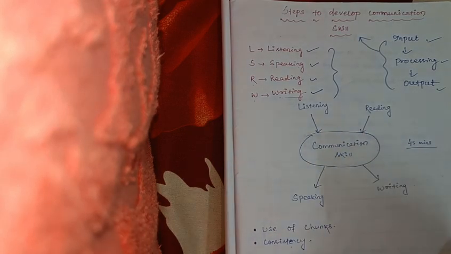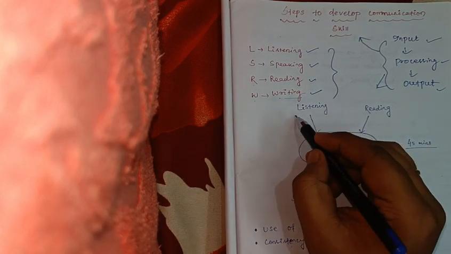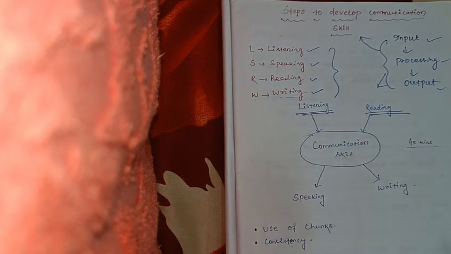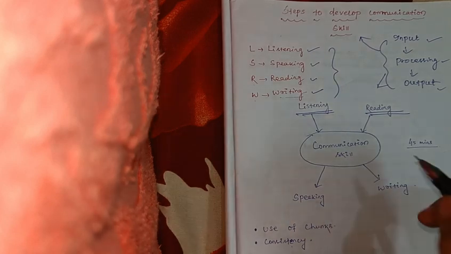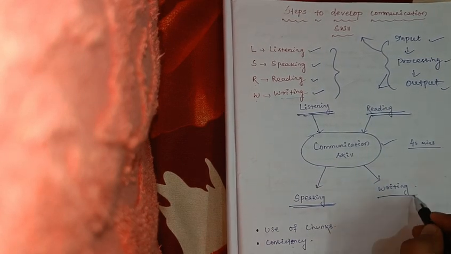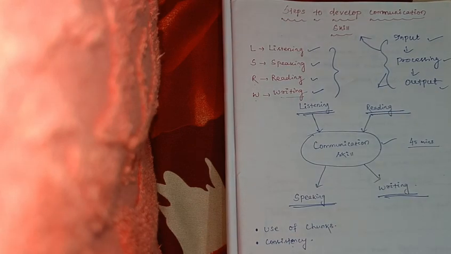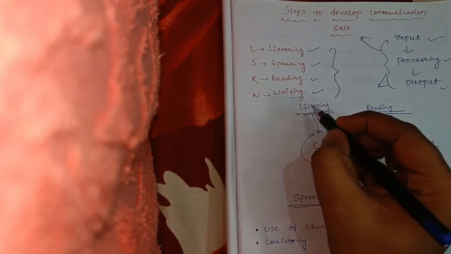Here we have two inputs and two outputs. That same model is applicable, as I have told. The two inputs are listening and reading. These two are regarded as the input of developing communication skill, and the outputs are speaking and writing. When we are following this model regularly, consistently, then only we will be able to master communication skill. So the first thing is listening.